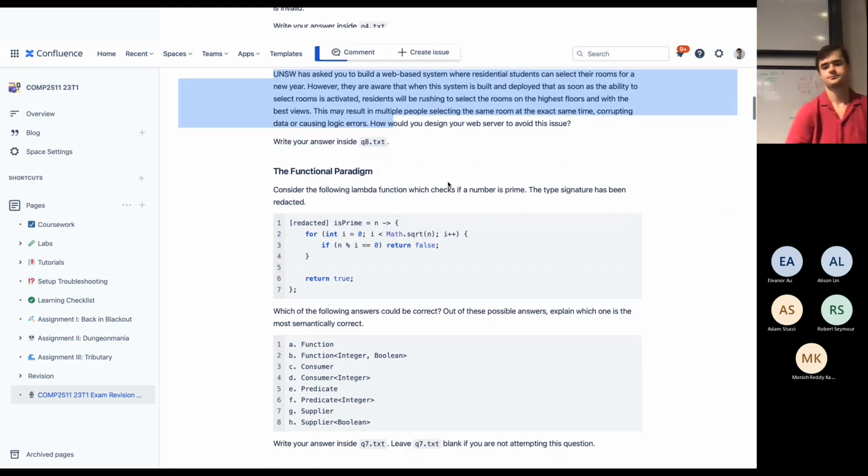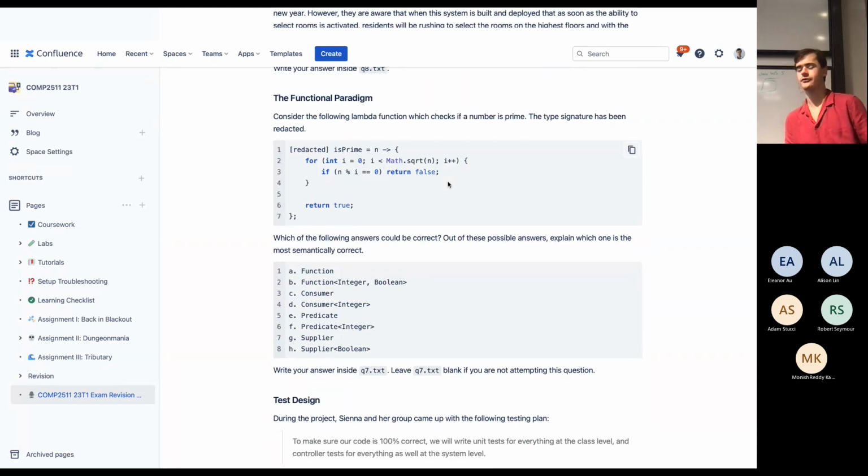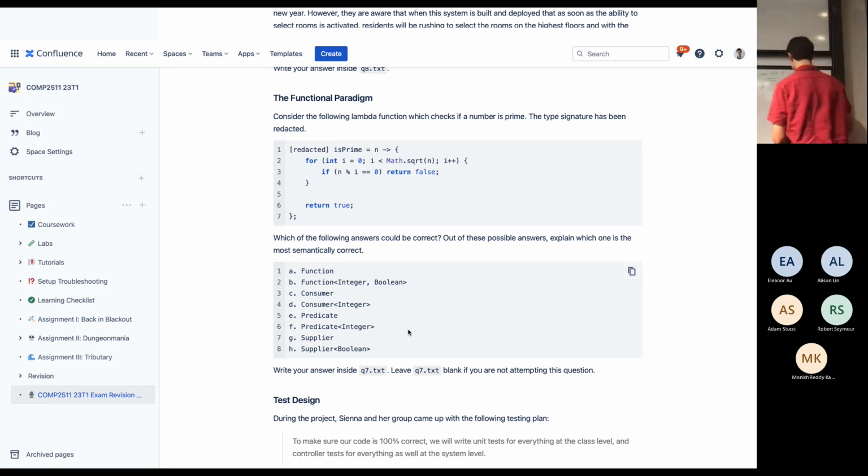Functional paradigm. This is again one that you could just put into your IDE and see what works. Again, it's what compiles, and then there's the most semantically correct answer. So this is a function, or some sort of lambda, that takes in a number n and tries to calculate if n is prime. We have a bunch of options here: function, integer boolean, consumer, predicate, supplier, and some of these types are parameterized and some aren't.